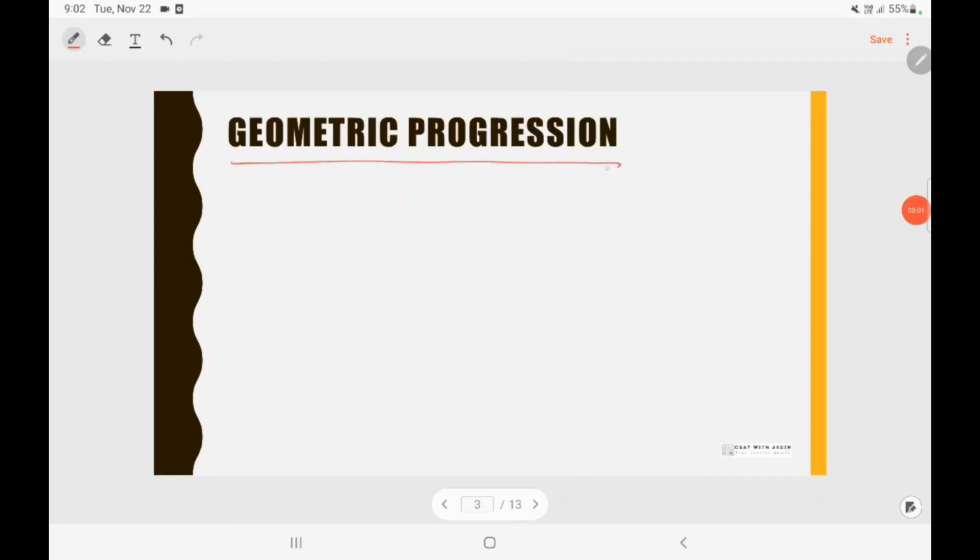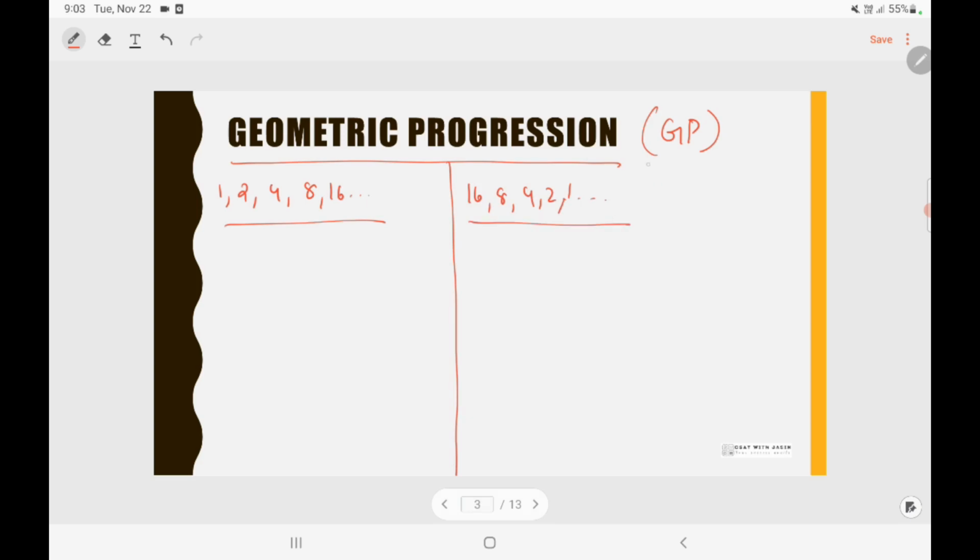Now let us look into the concept of geometric progression, or GP. So I will give you an example. Let us take an example 1, 2, 4, 8, 16 and so on. Also we'll take another example 16, 8, 4, 2, 1, 1/2, etc. Okay. So this is the first example and this is the second example.